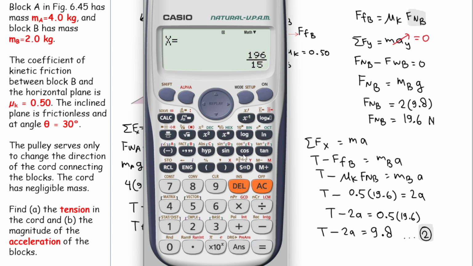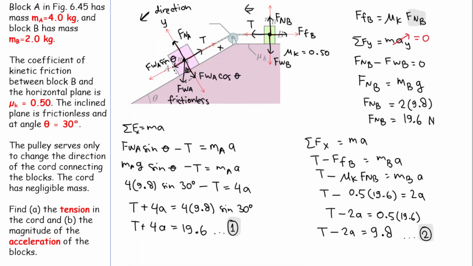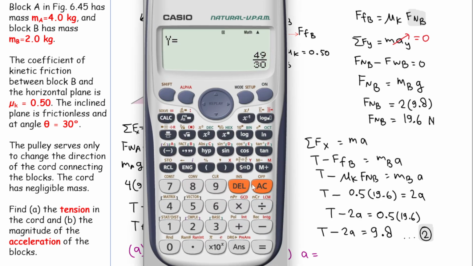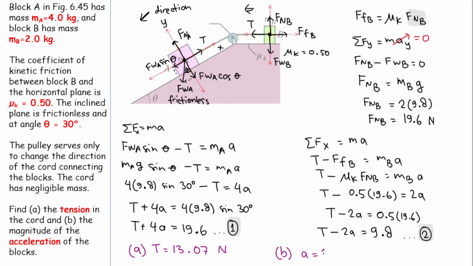So here we will have our tension as the X result, so I will have 13.07. So T is equal to 13.07, and the unit here will be in Newton. And that is the answer for question A. For question B, we need to find the acceleration, and that will be our Y value, which is 1.63, and the unit is meter per square second.